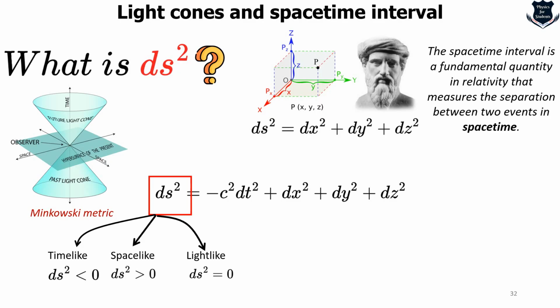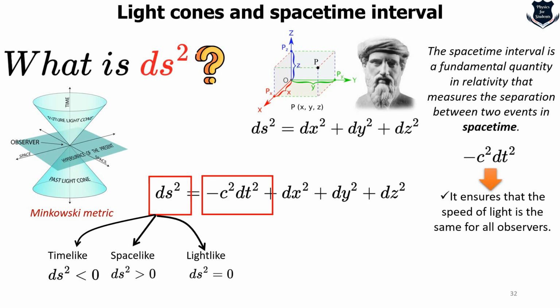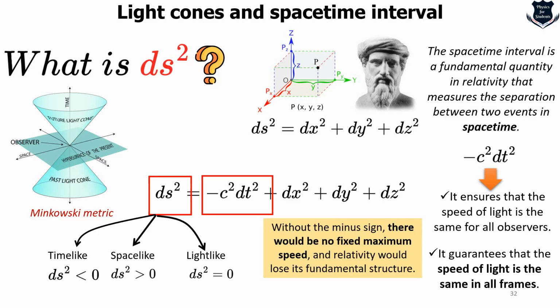But in this entire equation, do you find that there is a negative c squared? Now this has a profound influence. Although there are derivations which I'm not going into, minus c squared dt squared actually ensures that the speed of light is the same for all observers. It also guarantees that the speed of light is the same in all frames, and without the minus sign there would be no maximum speed, and the entire edifice of special relativity would collapse. So this is what is called a space-time interval. It is just the distance between 2 points.